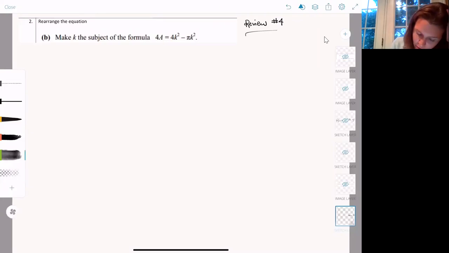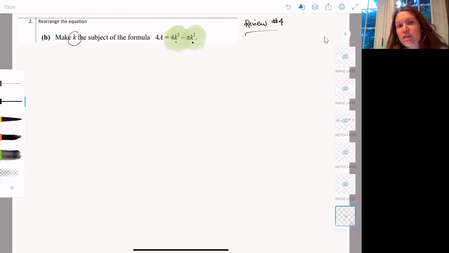So when you've got a problem like this and you've got the same k in both parts here, because we're asked to make k the subject of the formula, and we've got k squared here and k squared here, we can actually factor out k squared. And before I move forward with that, I actually want to show you an example from Friday's video that's really similar. So let me pull that up.